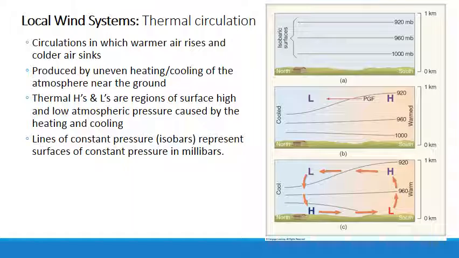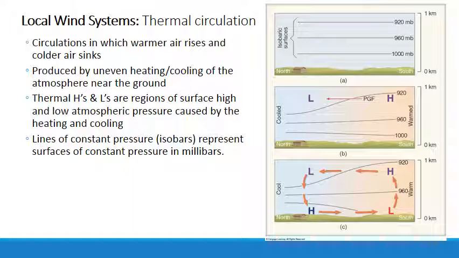On a slightly larger scale than mesocyclones like tornadoes, local wind systems, which include sea and land breezes and mountain and valley breezes, rely on thermal circulation to generate flow over spatial scales of tens to hundreds of kilometers. Thermal circulation systems begin as relatively cool air sinks in response to a daily lowering of surface temperature after the daily high has been reached.